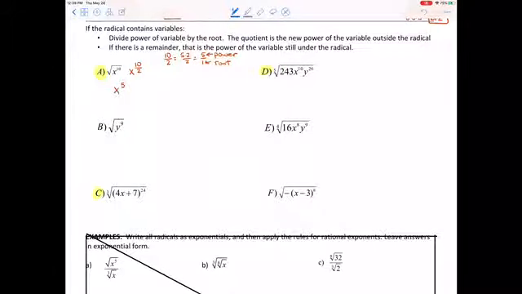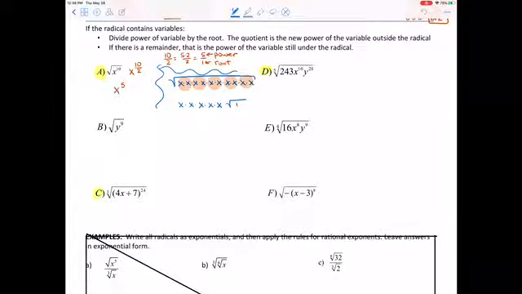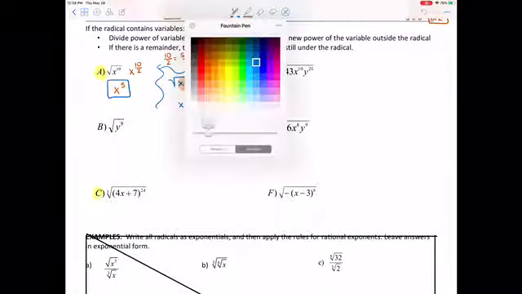A different approach is to write it out like we were doing before. So we have 10 x's and we want to look at how many pairs we have. There's 1 pair, 2 pair, 3 pair, 4 pair, 5 pair. So we have 5 pairs of x's that come out and nothing's left inside the root. So we would get x to the 5th. I don't care which approach you take. That's totally up to you. But we do want to make sure that you can get to the correct answer efficiently.